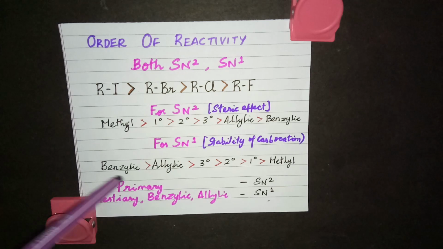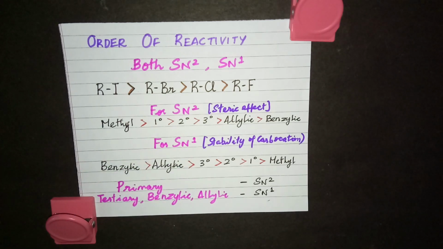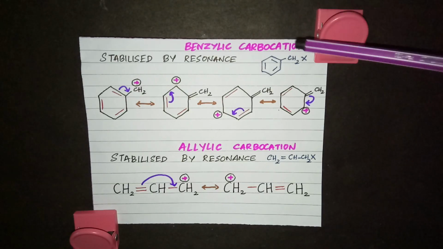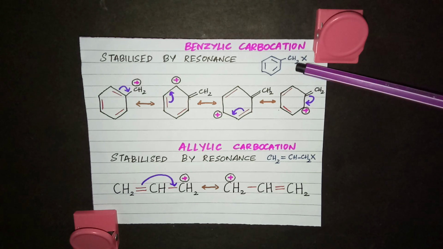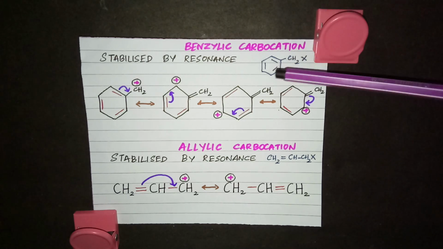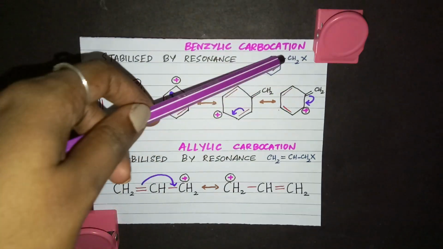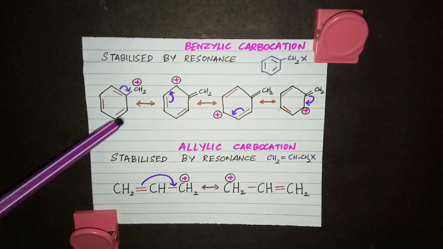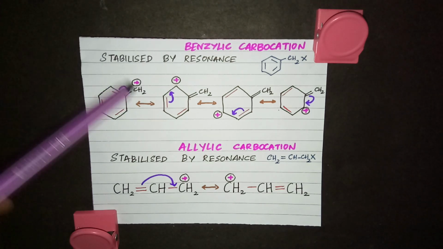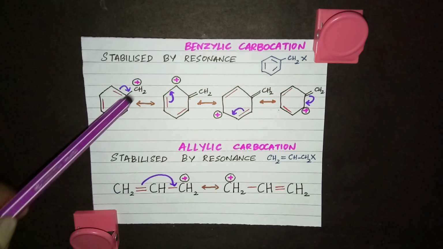Why are these two specifically more stable than tertiary carbocation? Because of resonance. I'll show you that now. If you are taking a benzyl halide, see this is benzyl halide, then in the SN1 mechanism, a benzylic carbocation will be formed. What is a benzylic carbocation? This benzyl with this carbon having a positive charge. So these electrons are getting delocalized. How? Since this carbon is positively charged, these electrons will be pulled by this. So these electrons are moving to this bond.